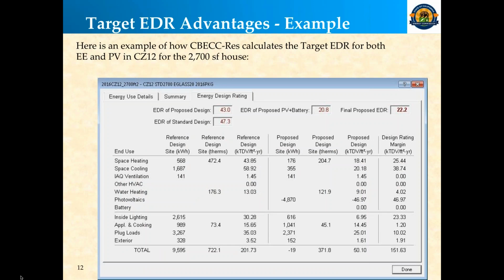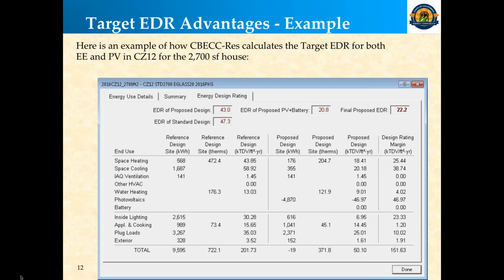For those of you who are familiar with CBAC, this is just a simple write-up of what one of these houses would look like in climate zone 12, which is the Sacramento area. You see the EDR. The standard design of this building in the code would be 47.3, you see it up there at the top. The building as designed by this modeler got down to 43, so they actually beat that target, so that's great.